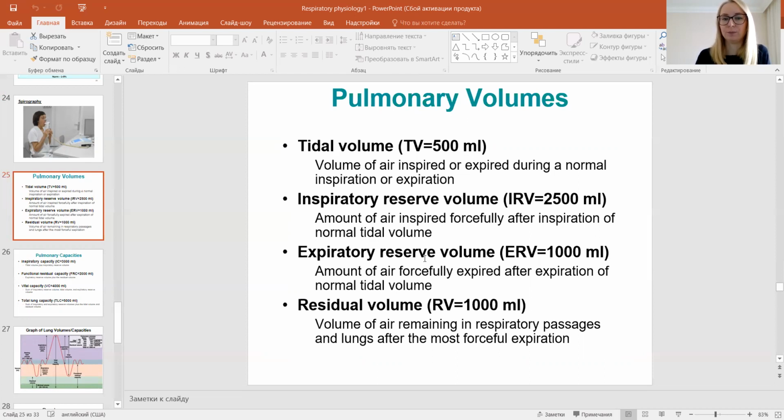Expiratory reserve volume is the amount of air forcefully expired after expiration of normal tidal volume, equal to 1 liter. Residual volume is the volume of air remaining in the respiratory passages and lungs after the most forceful expiration, and it is equal to 1 liter. These were lung volumes.